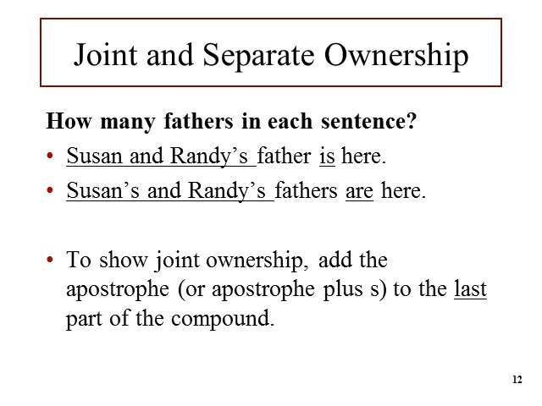Let's take a look at joint and separate ownership, and I want you to tell me how many fathers are in each sentence. The first one, Susan and Randy's father is here, and then Susan and Randy's fathers are here. Well, hopefully you say, father, that's one father, and that's two fathers. But more important is that this probably indicates that Susan and Randy are brother and sister. There's one father, and they have joint ownership. They both have that father. But in this case, they have different fathers. Perhaps they're not brother and sister. Hopefully that makes sense. Let's move on.